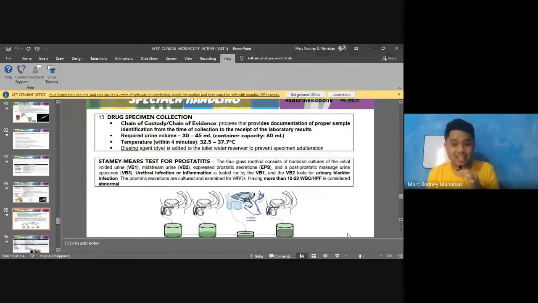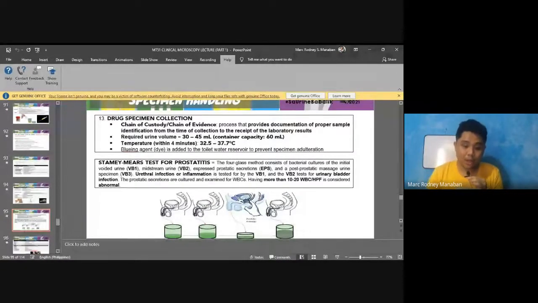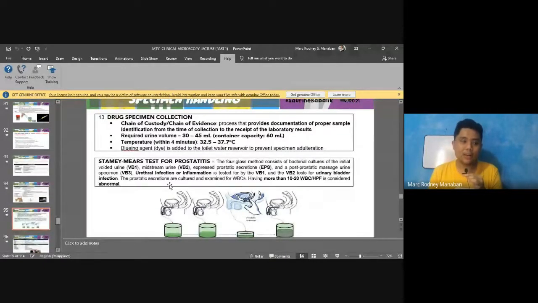That came out in your pre-test. So, chain of custody or chain of evidence. Now, the main gist or the main principle, dears, of chain of custody is that from the start of sample collection until results, there should be proper documentation. Because again, remember that the results of these drug tests are usually used for legal purposes, legal cases. So from the start until the end, everything should be documented because all of this can be used for legal cases.